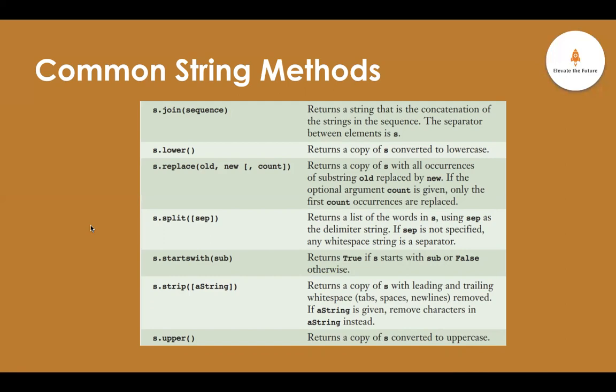Use sep as a delimiter string. If sep is not specified, any white space string is a separator. Startswith returns true if S starts with sub or false otherwise. Strip returns a copy of S with leading and trailing white spaces, tabs, and new lines removed. If a string is given, remove characters in that string instead. Upper returns a copy of S converted to uppercase.